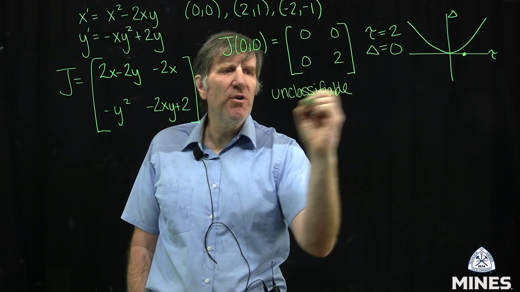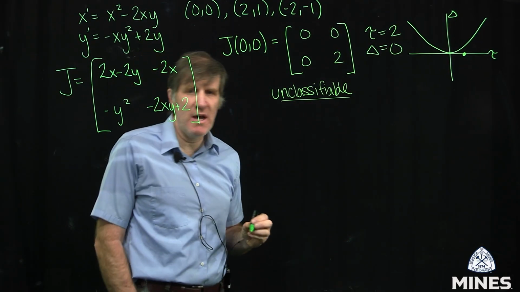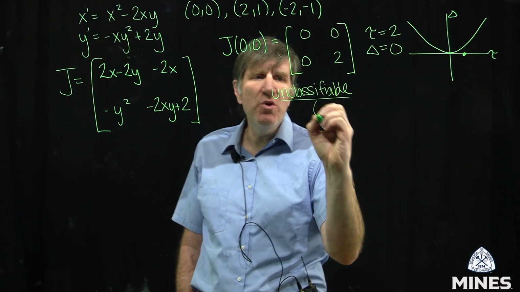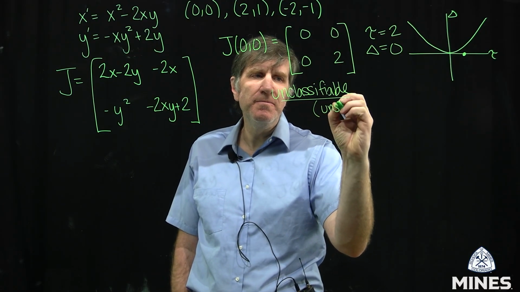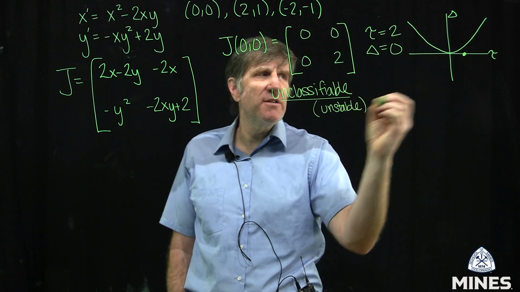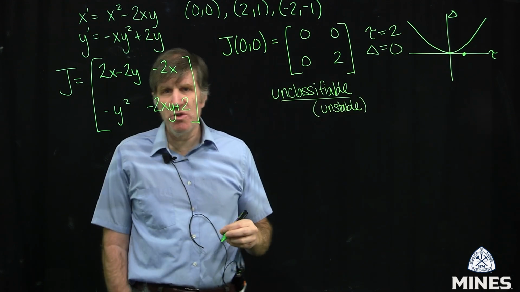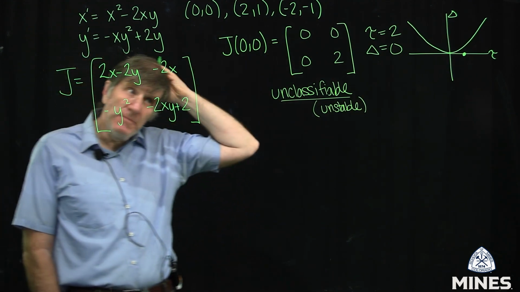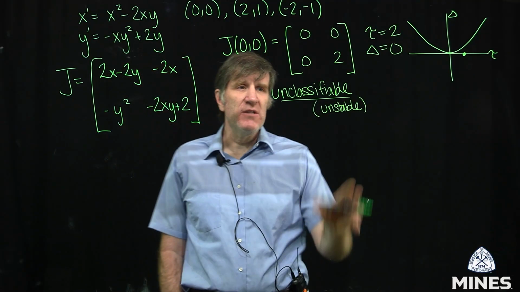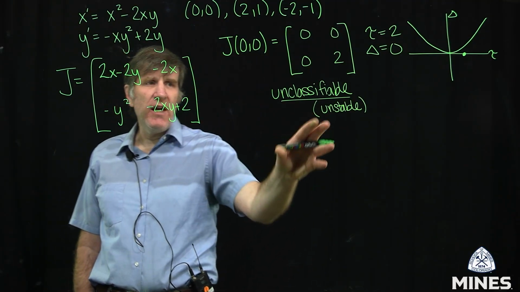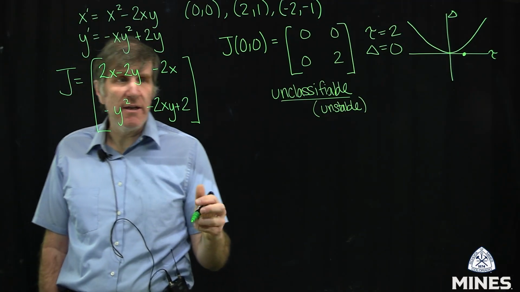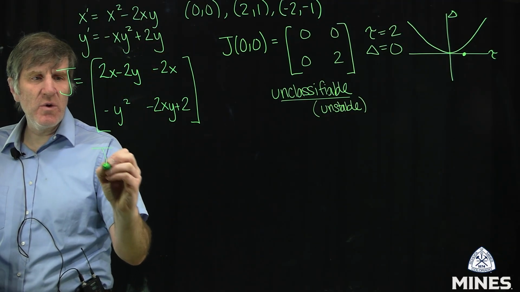And that would be an answer for a homework, right? Unclassifiable, we can't do it with this technique. We do know that it's unstable. It's either an unstable saddle or an unstable node. We just don't know which one for sure, or something in between. But it's unstable, and that's as far as we can go on that. But let's look at the next equilibrium solution.